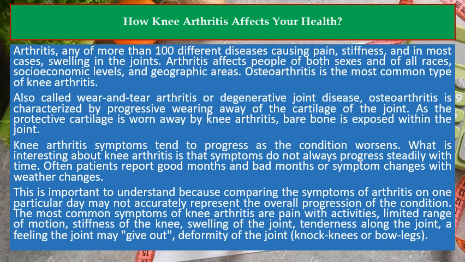Osteoarthritis is the most common type of knee arthritis. Also called wear and tear arthritis or degenerative joint disease, osteoarthritis is characterized by progressive wearing away of the cartilage of the joint. As the protective cartilage is worn away by knee arthritis, bare bone is exposed within the joint.